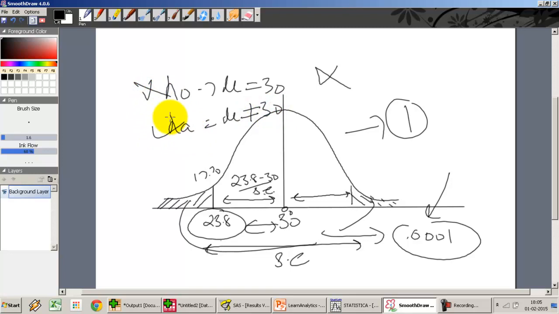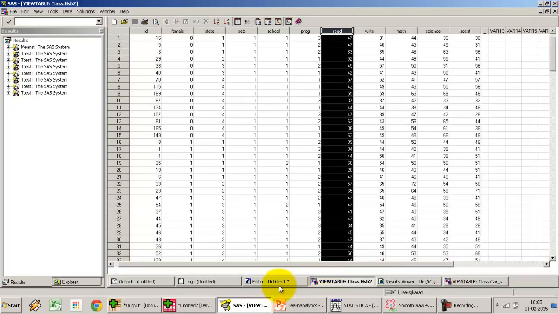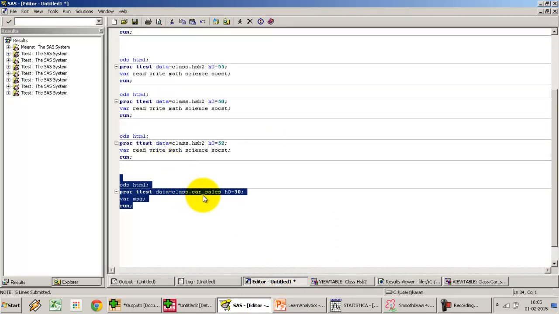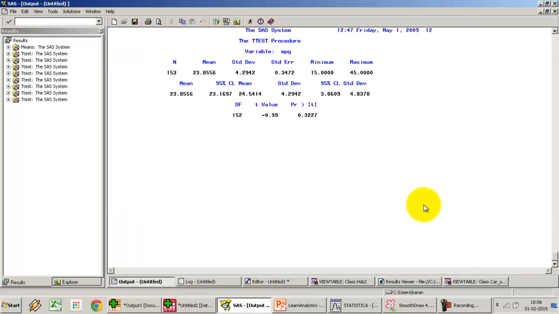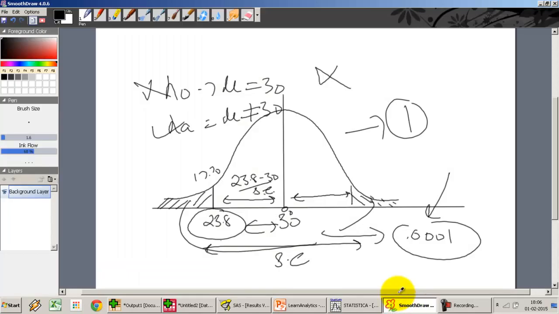Supposing I were to do this test against a less extreme H naught. So let us take an H naught which is, instead of 30, let's say 24.2. And now I run this. So what do I get? At 24.2, the p-value which I get is 0.3227. And how do I draw this out? What is the interpretation? So let's look at this. I'll generate a new diagram.